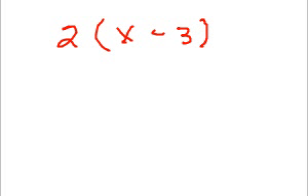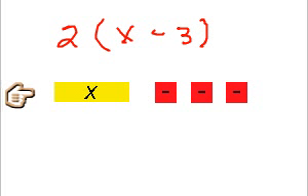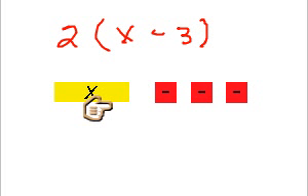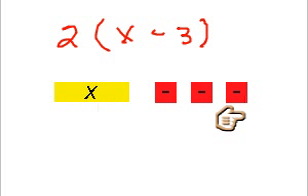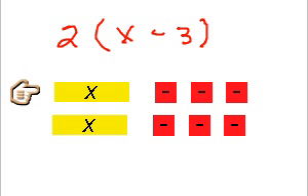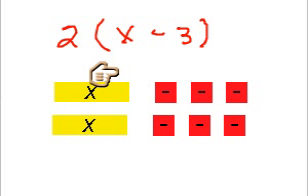So we're going to model this part of the expression in here. We'll model x minus 3. So these algebra tiles represent what's in the brackets, x minus 3, x and negative 3. Now let's do 2 times that. Now I've modeled 2 groups of x minus 3, or 2 times x minus 3.